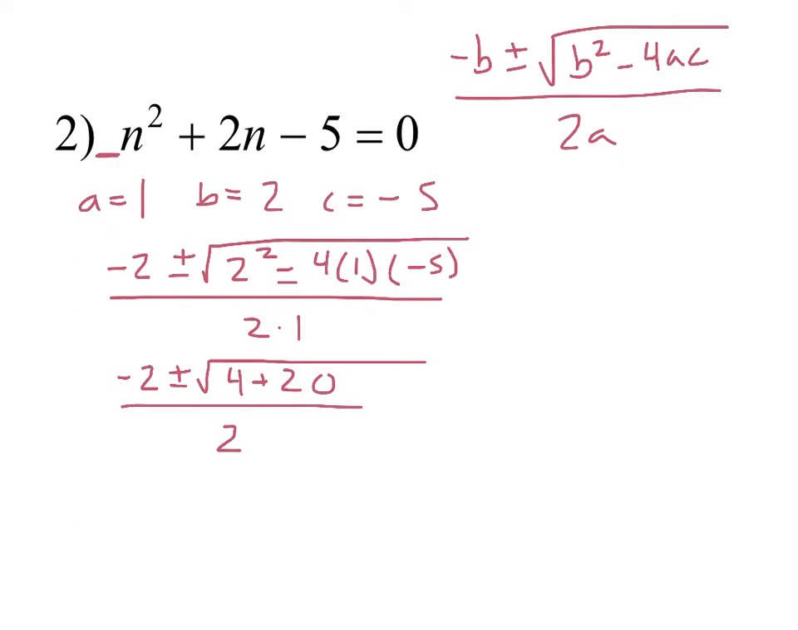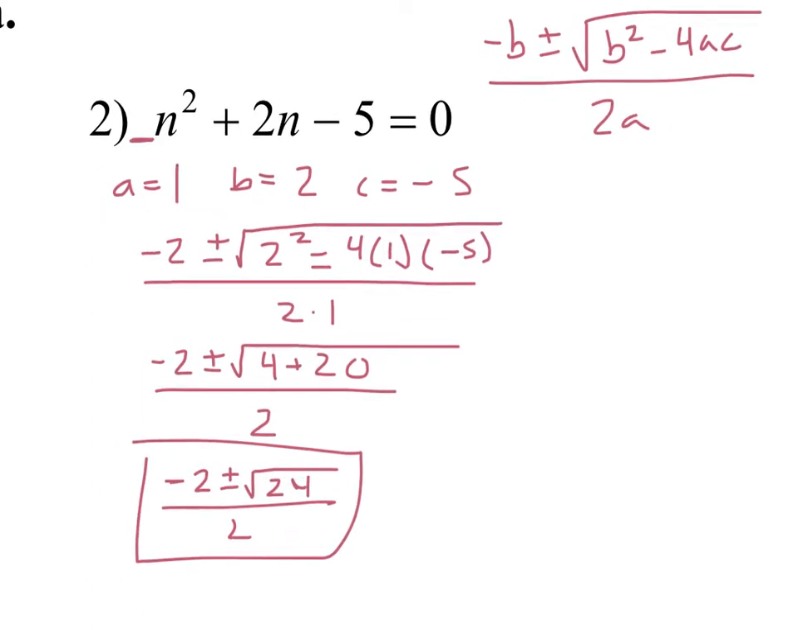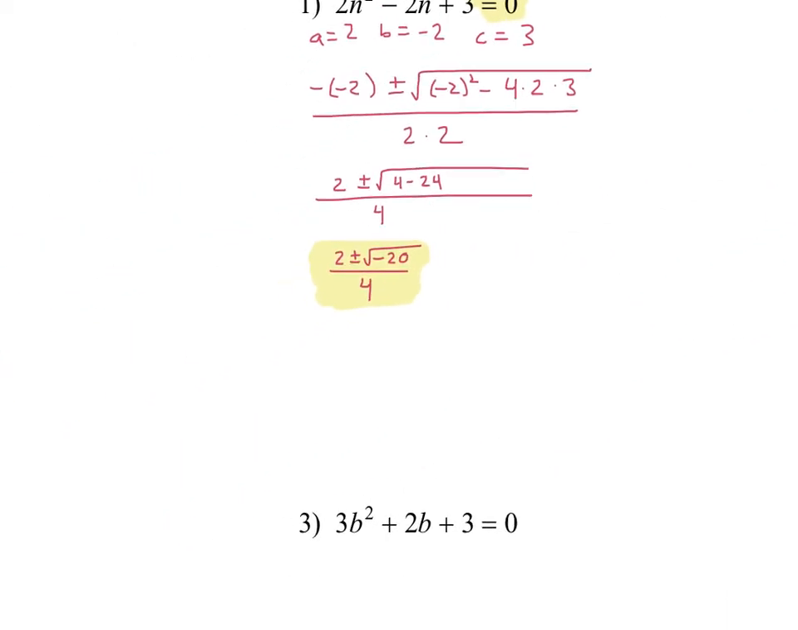over 2. And you add the 20 and the 4, which equals 24. So we have -2 plus or minus the square root of 24 over 2. You can just leave your answer like this. Any questions on this one? All right, let's go to number 3.